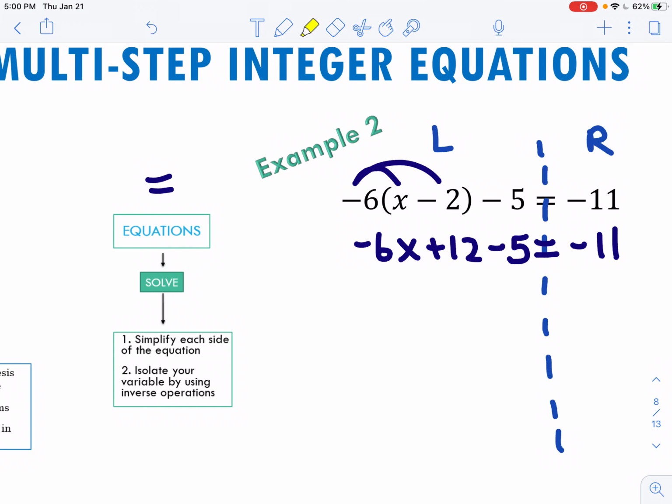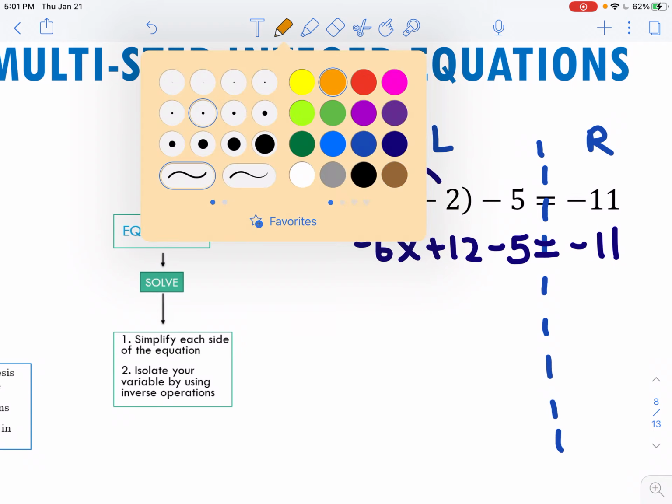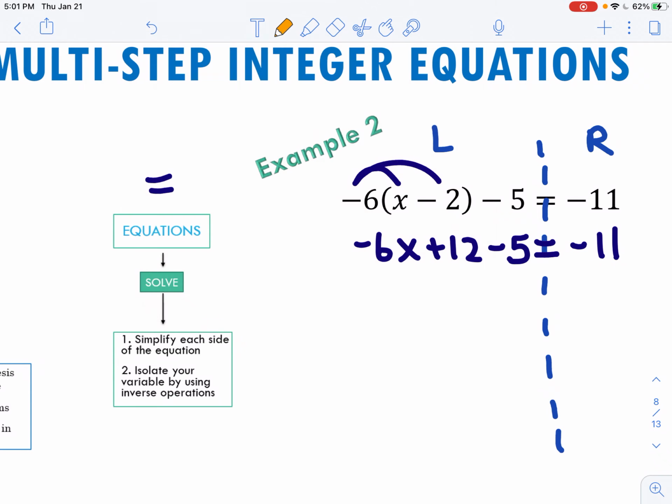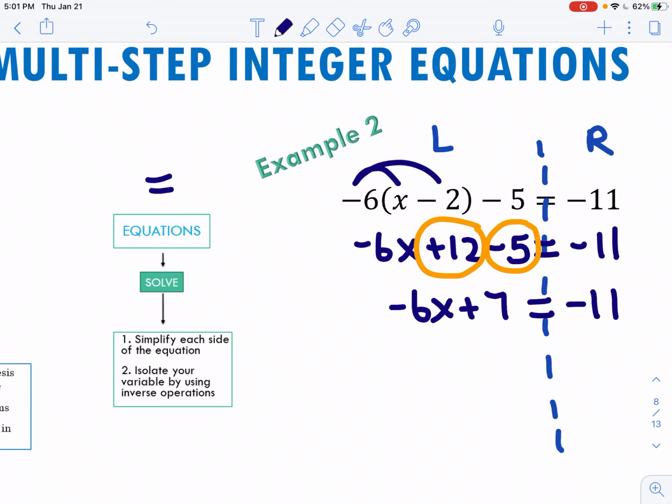From here, once again, I'm going to look at this as the left side expression and the right side expression. Can I simplify either side of the equation? Yes, I can simplify that left side, and I'm going to do that by combining my like terms. What are my like terms on the left side of my expression? Good, positive 12 and negative 5. So I'm going to bring down my negative 6x, always variables first, and then I'm going to ask myself, what's positive 12 minus 5? Good, positive 7 is equal to negative 11.